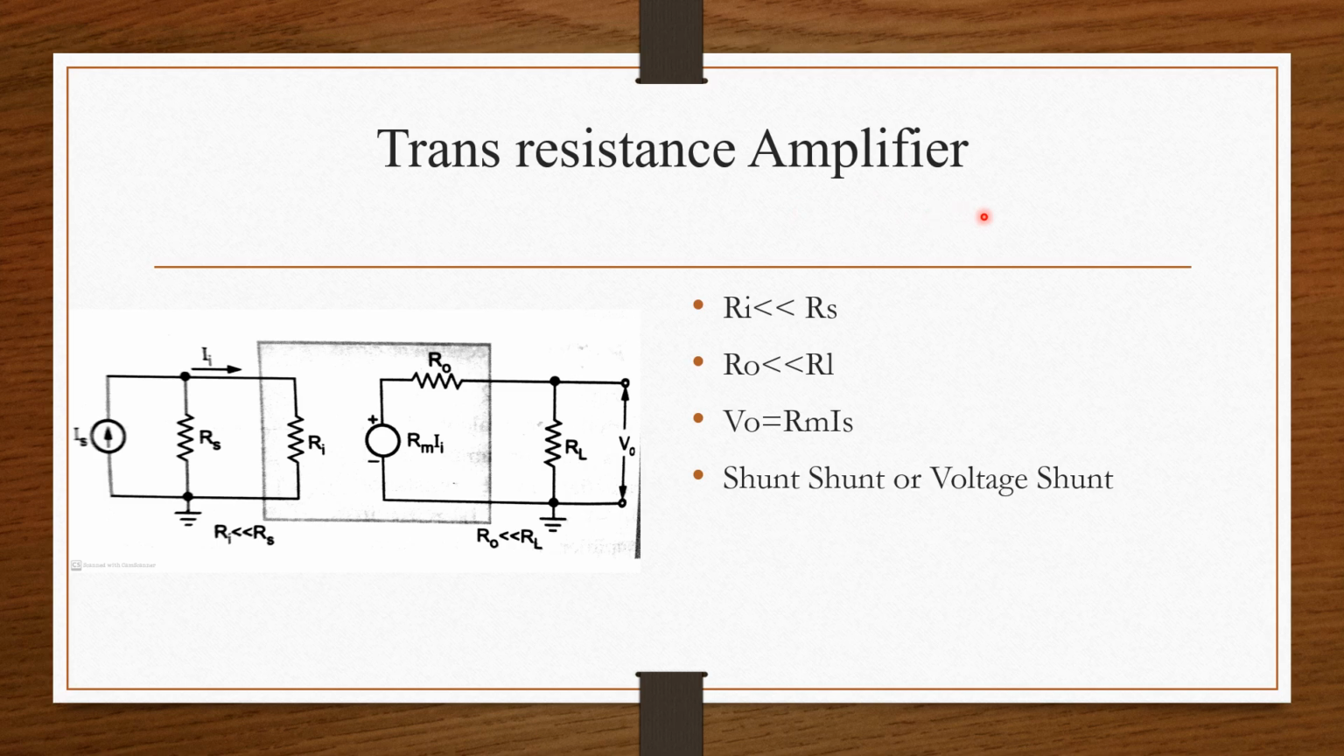In this transresistance amplifier, it is going to be the opposite version of the transconductance amplifier. Here, the input side is represented as Norton's equivalent circuit and the output as Thevenin's equivalent circuit. Hence, the source resistance is going to be very large compared to the input resistance and the load resistance is going to be very large compared to the output resistance. Hence, the topology suitable for the transresistance amplifier is going to be shunt, or voltage shunt, and the output voltage is going to be the product of transfer or mutual resistance and the source current.